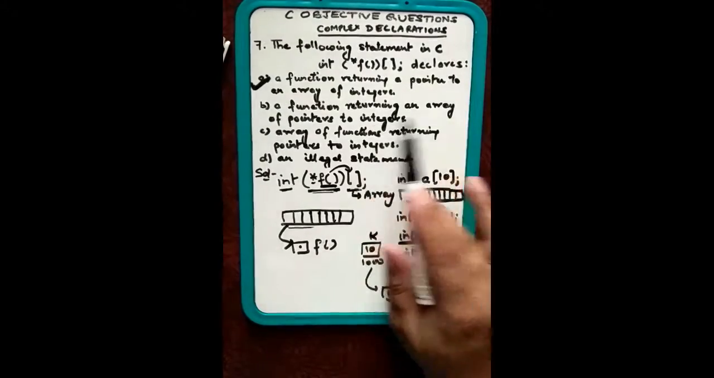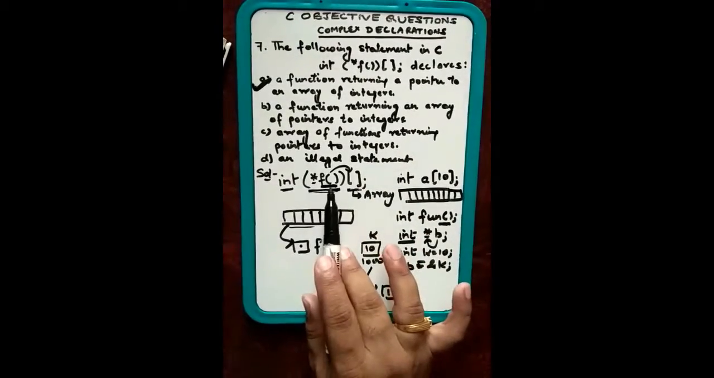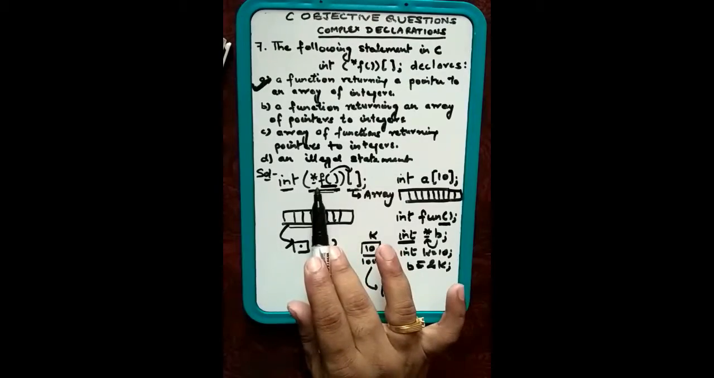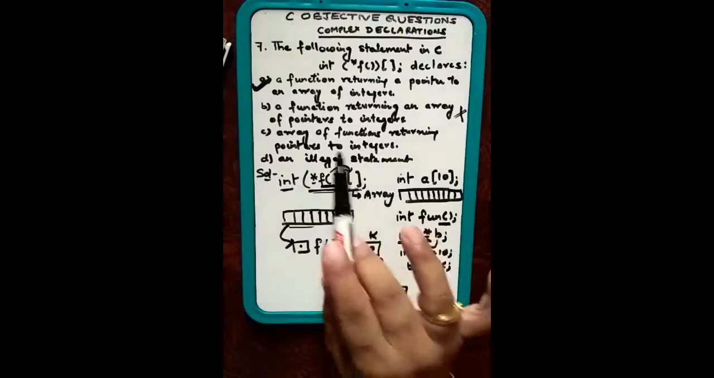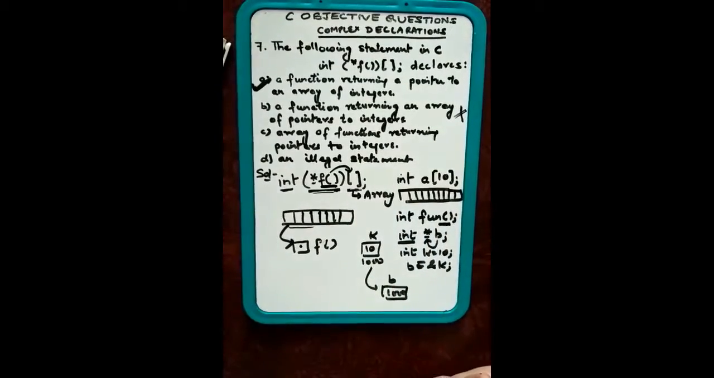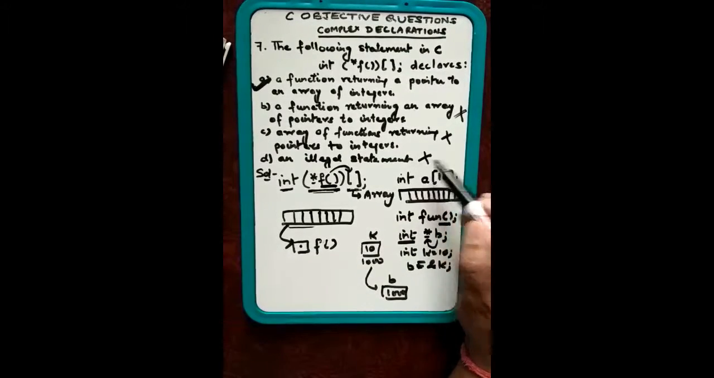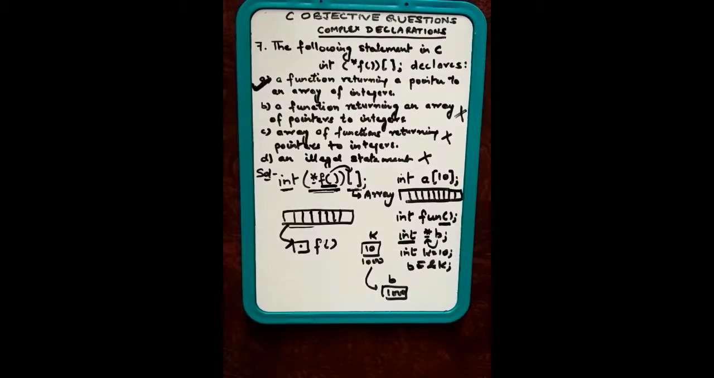Second option is function returning an array. This function is not returning an array. This function is returning an address, a pointer. Second statement is wrong. Third is array of functions. It is not an array of functions. Third statement is also wrong. And illegal statement, this statement is also wrong. So for this particular question, you can say the first option is correct, that is, a function returning a pointer to an array of integers. Hope you have understood the meaning of such declarations.